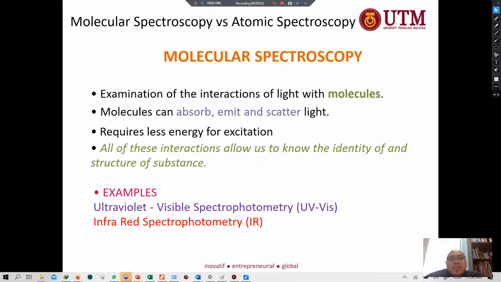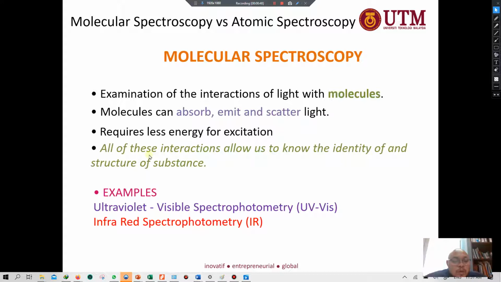Okay, let's go to molecular spectroscopy. Molecular spectroscopy is the interaction of light with molecules, or we can call it the interaction of different frequencies of electromagnetic radiation with molecules. Right now I just mentioned light, but if you want to write it as the interaction of electromagnetic radiation with molecules, it's much more correct. Molecules can absorb, emit and scatter light, and require less energy for excitation. Compared to atomic, we don't need high energy, we don't need to break the bond. All of these interactions allow us to know the identity and the structure of the substance.